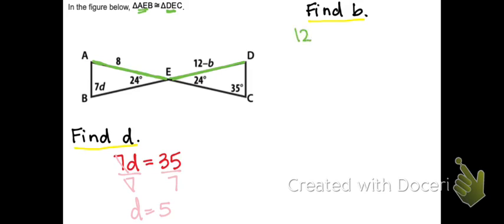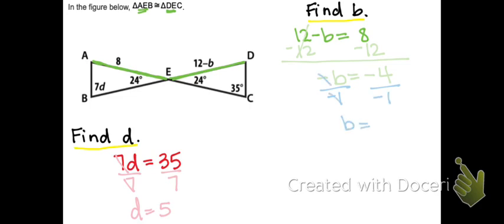So 12 minus B equals 8. And then we can solve this. I'm going to move that 12 to the other side by subtracting 12. And I'm left with negative B, or minus B, equals negative 4. And then I'm going to undo this by dividing by negative 1. That cancels out that negative sign, and I'm left with B equals 4.